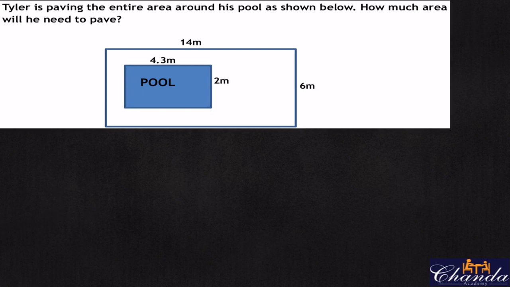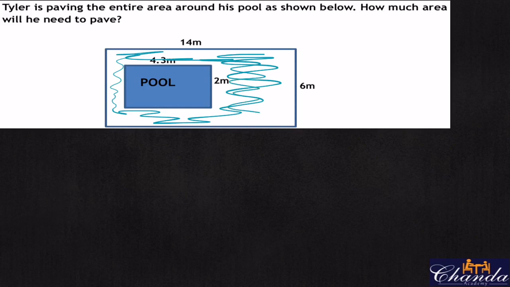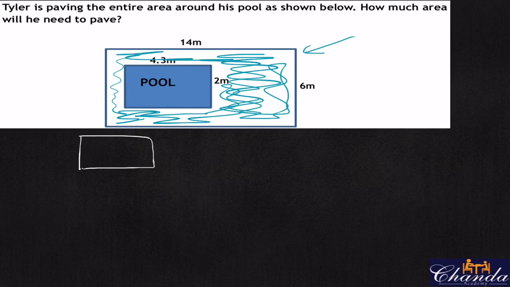So let's first find the area for the big rectangle here. So let's first draw that out. So it's 14 meters by 6 meters. Now the area of this particular rectangle is simply 14 meters by 6 meters, which gives us 84 meters squared. So 84 meters squared is the area for the entire bit there. So let me just quickly use a different color to show you which area I'm talking about. So that is the entire area there, including the pool.